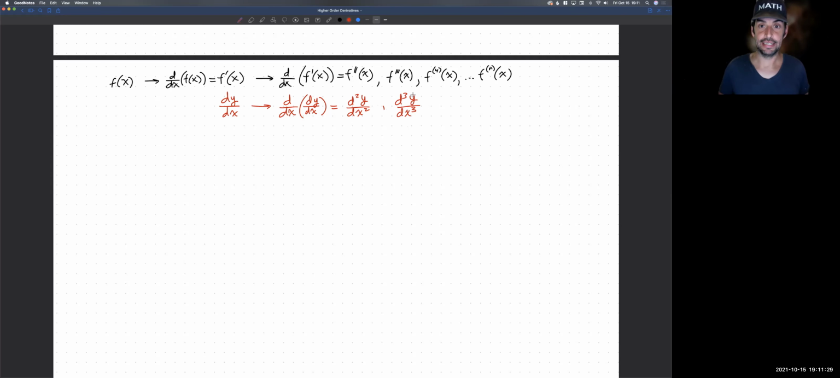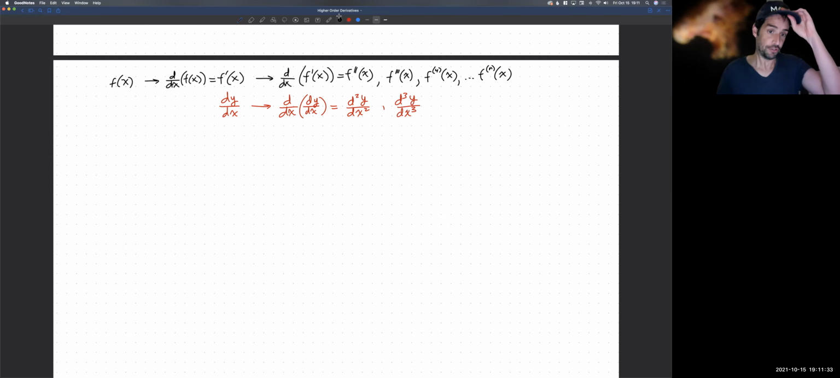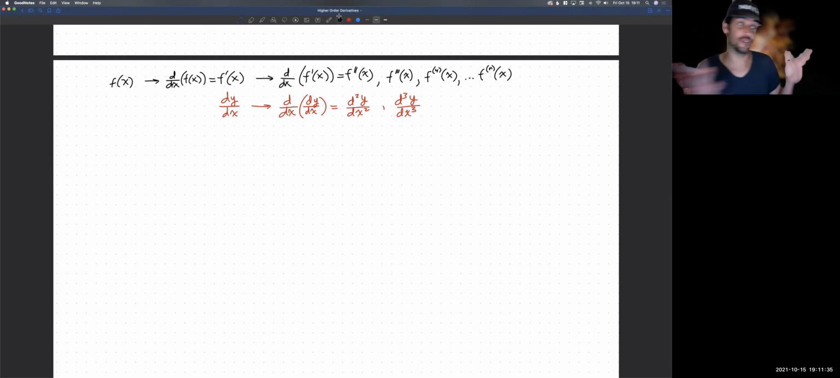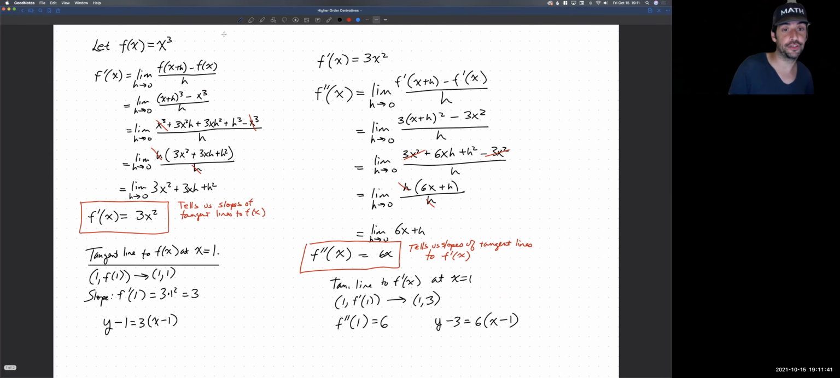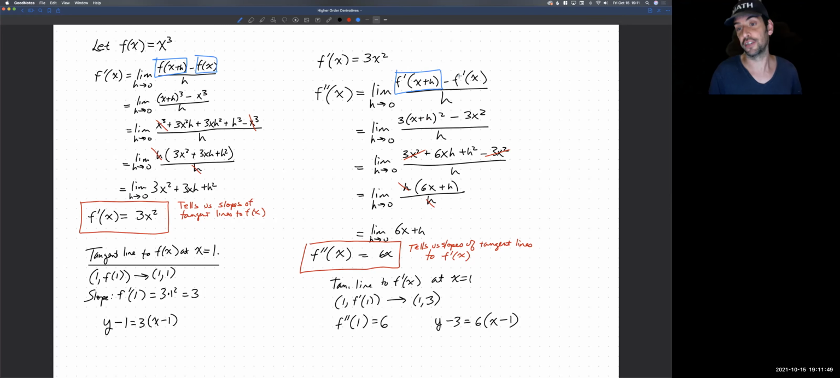So the important thing, at least for computing them, is to remember nothing changes about the rule. You just have to remember, if I'm taking the second derivative, the first derivative is the function, right? When I take the first derivative, I've got f of x plus h minus f of x over h. When I take the second derivative, it's f prime of x plus h minus f prime of x. If I take the third derivative, it's going to be f double prime of x plus h minus f double prime of x in that numerator, right?